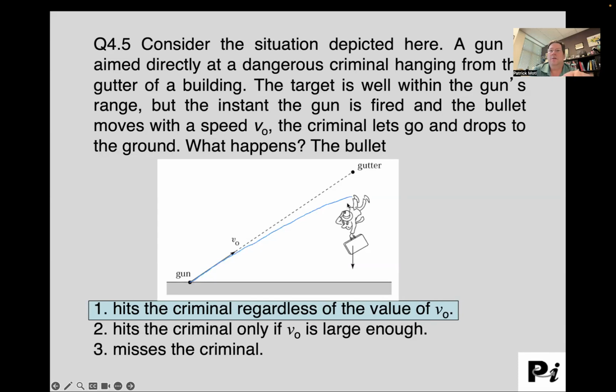So as long as the conditions in the question are true, that the target is well within the gun's range, so it's not doing something like that, right? And the instant the gun is fired, the criminal lets go. They always have to hit. Okay.